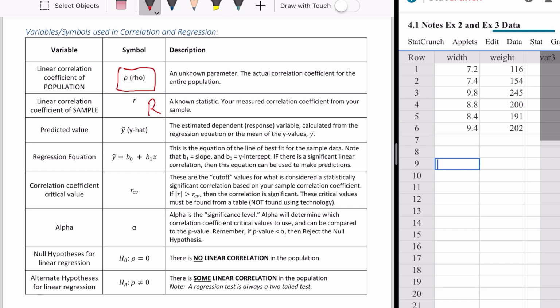But that parameter rho is what's going to be in our null and alternate hypotheses, because they're always about the population. Right. So therefore we would use rho.